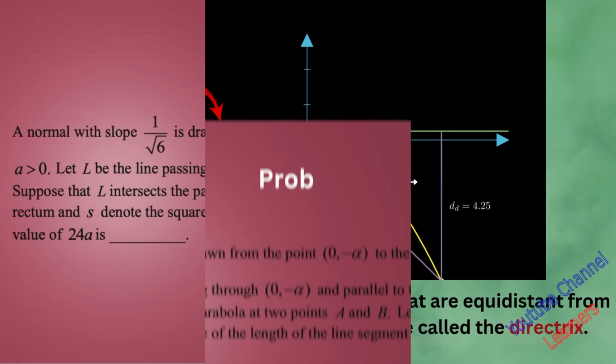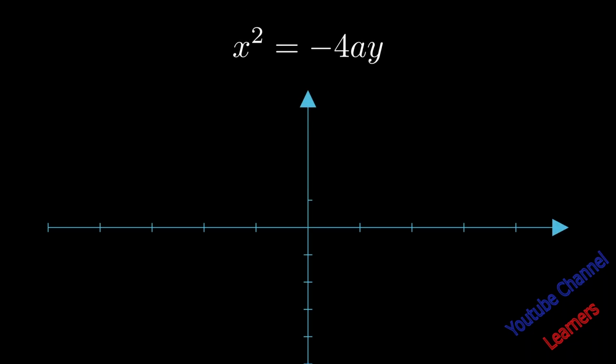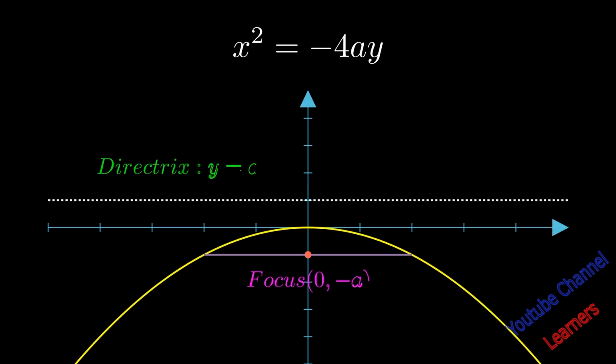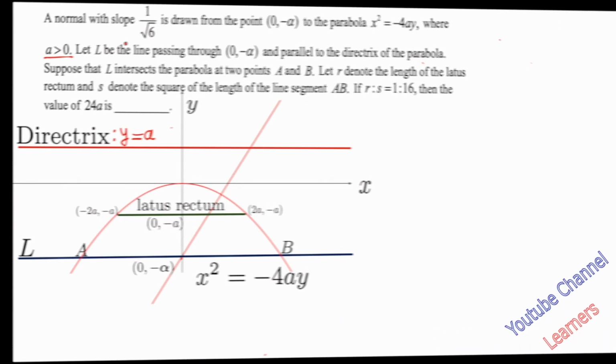And here we go with a problem statement, which is a JEE Advanced 2024 maths question. The problem involves a parabola which has the equation x square equals minus 4ay. Now we are going to set up our problem and solve it.